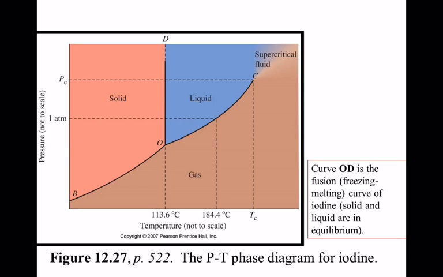OD then would be the line between a solid and a liquid, and that's actually what we were just talking about, the melting phenomenon. Notice that OD often looks like it's straight up and down, perpendicular to the x-axis. Actually, we're going to look at how water has a negative slope, and other substances generally have a little bit of a positive slope there. But that's where your melting and freezing is going on.